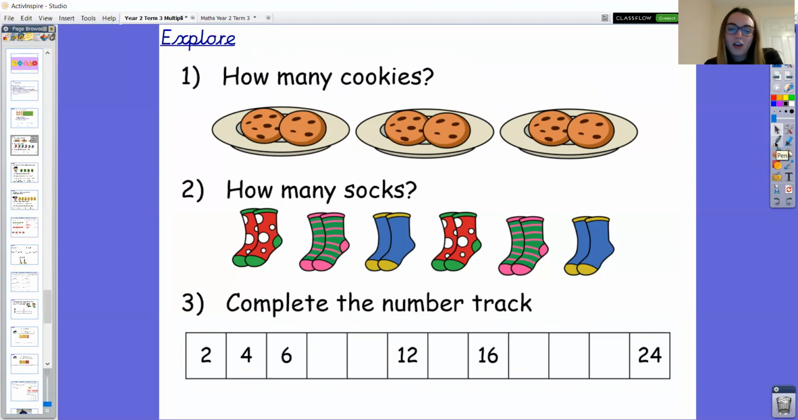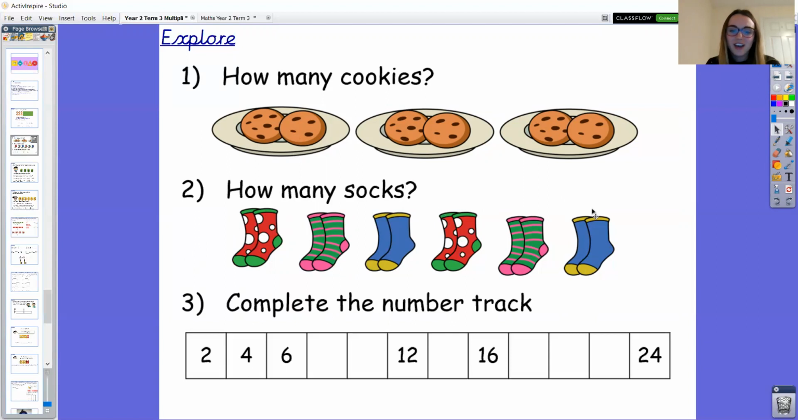Well done. Okay, let's have a look at the socks now. We're going to count in our multiples and then answer the question in a sentence together. So I'd like you to join in with me, okay? Because we can see that the socks are in pairs, so we can count in our 2s. Are you ready? 2, 4, 6, 8, 10, 12. Well done. Let's answer in a sentence. There are 12 socks. Brilliant, Year 2.